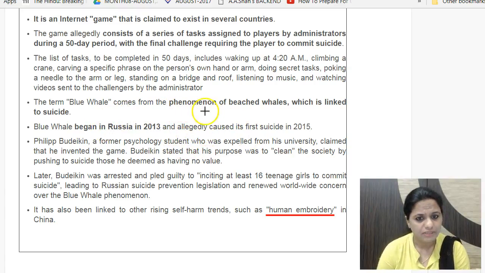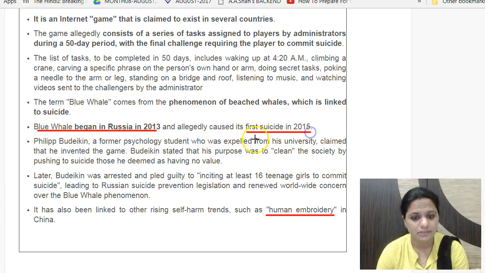For this blue whale game, in Russia, the game began in 2013, but when the number of suicides increased, the first suicide took place in 2015, and then finally the person who created this game pleaded guilty for inciting at least 16 teenage girls to commit suicide. And now Russia has also brought forth suicide prevention legislation and is curbing this blue whale phenomenon.